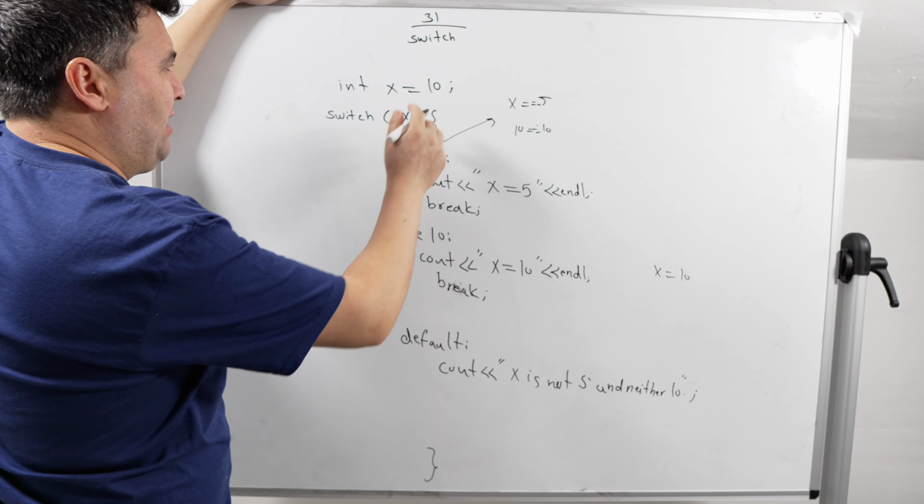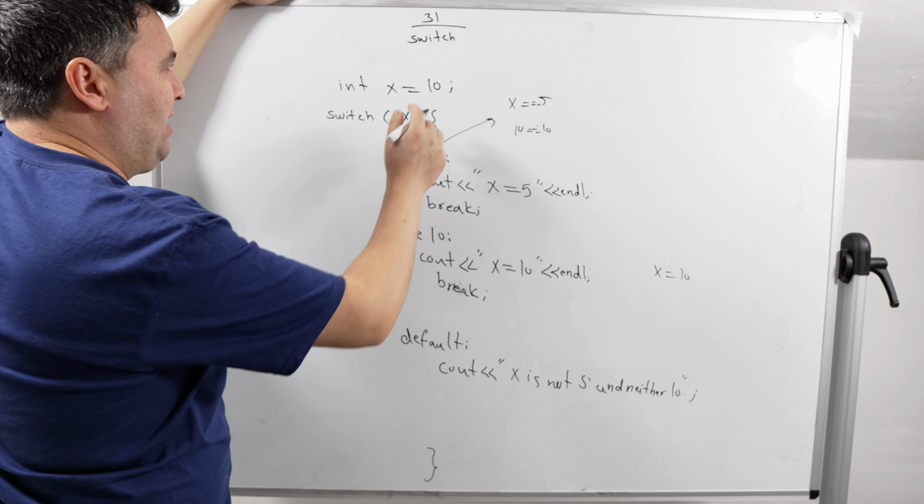It checks only for equality, and it cannot check for less than or less than or equal, or greater than or greater than or equal, not equal. So it only checks for equality. So let's write an example of switch. When I give you an example, you better understand how switch works.